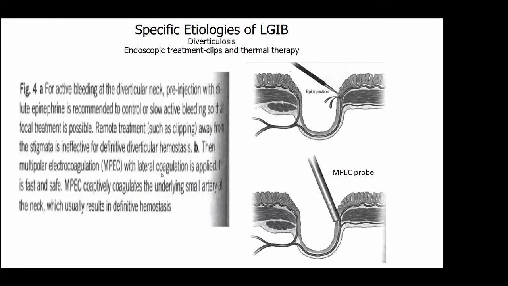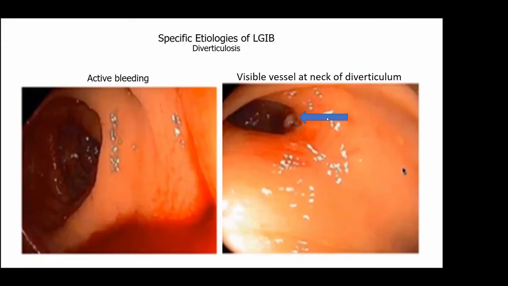And this is just an example of therapy. If you see a bleeding point at the neck of the diverticulum, then you first inject it with epinephrine to slow it down so you can more accurately target your thermotherapy. And again, this is exactly like an upper GI bleed. And again, the epinephrine is rarely used by itself. It's generally used in combination with something else.